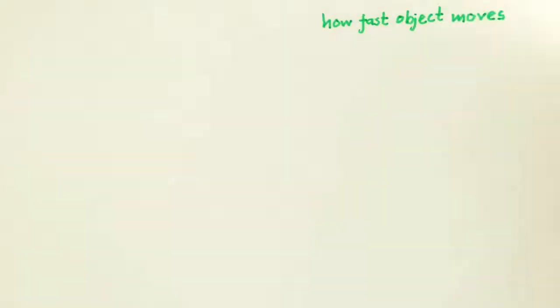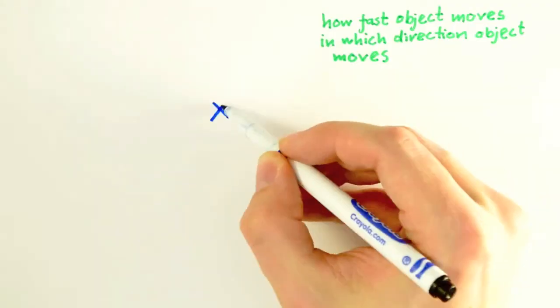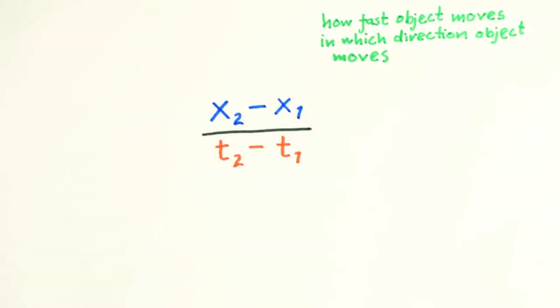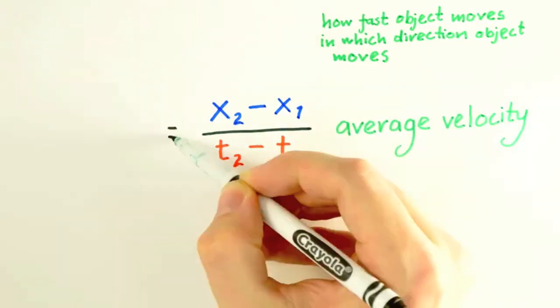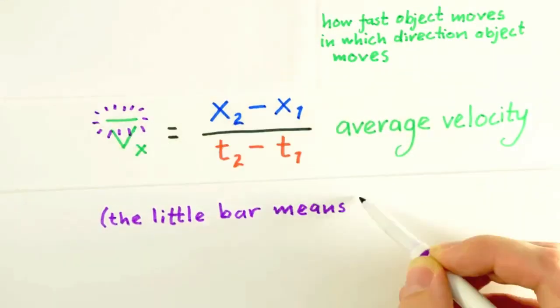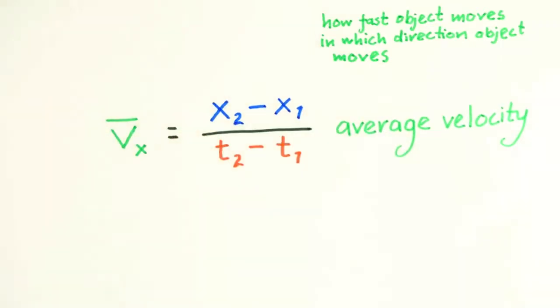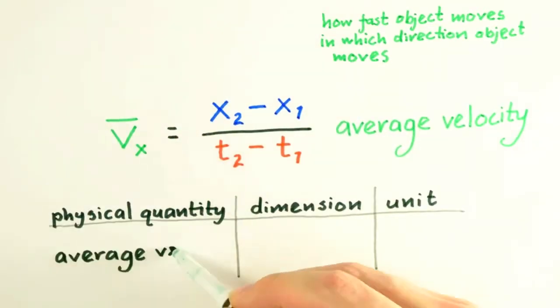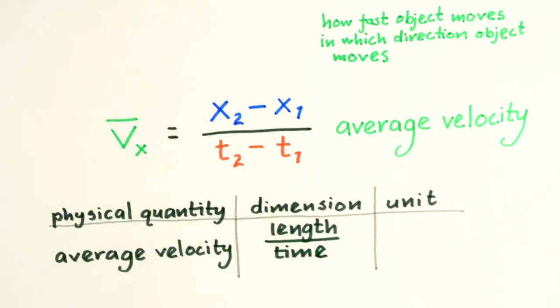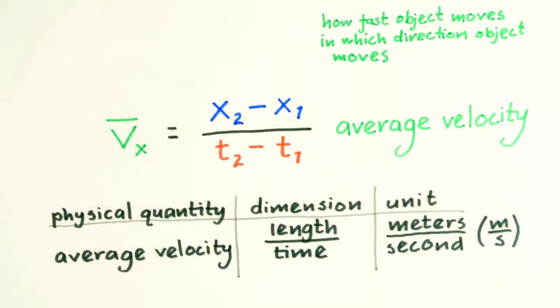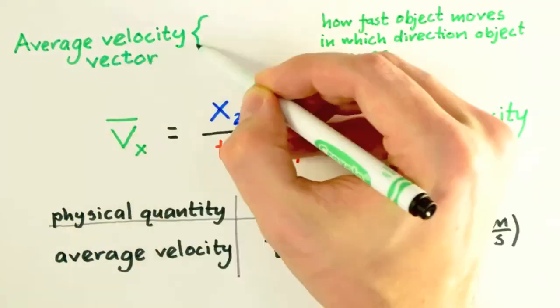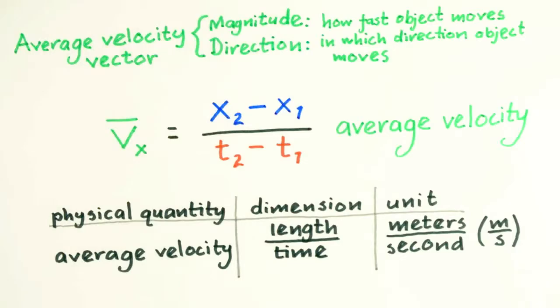Now, let's introduce a single concept that describes both how fast and in what direction an object is moving. Let's take the ratio of delta x to delta t. If we do that, we obtain a quantity we call the average velocity, Vx, where the bar over Vx symbolizes the average. The dimensions of the average velocity are length divided by time, with units typically meters divided by seconds, or meters per second. The average velocity is a vector which describes two distinct pieces of information: how fast the object is moving and in what direction the object is moving.